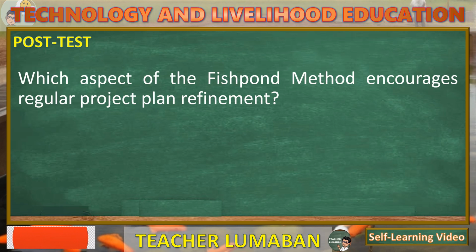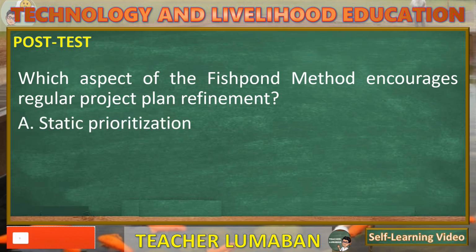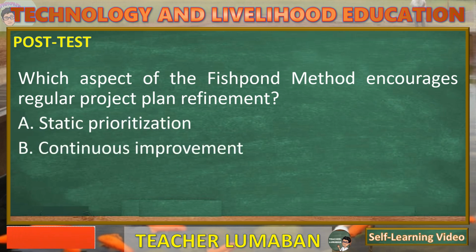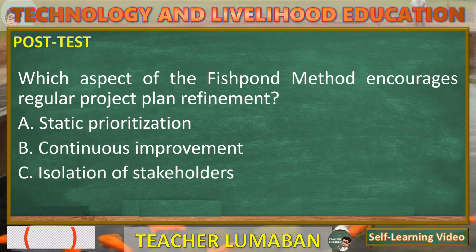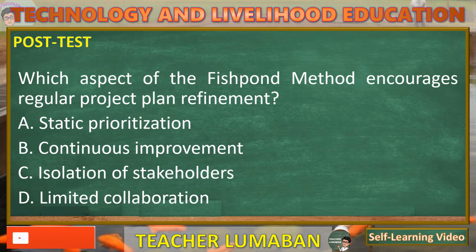Which aspect of the Fishpond method encourages regular project plan refinement? A. Static prioritization. B. Continuous improvement. C. Isolation of stakeholders. D. Limited collaboration.